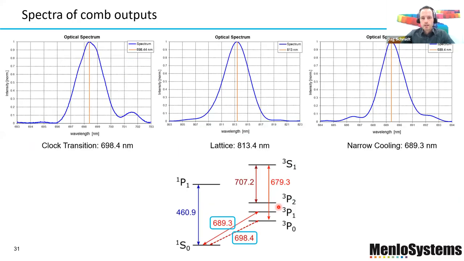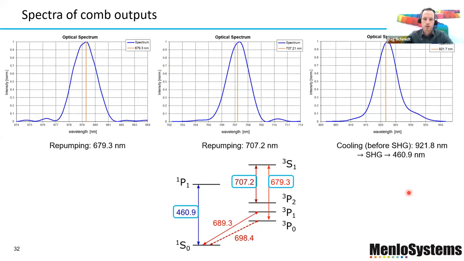And on the other side, these were the CW lasers. These are now the spectra of the comb outputs. So this is the spectrum you lock your CW laser to. And you can see we can nicely shape the spectra. We optimize them here for the clock transition, for lattice and the narrow cooling transition to provide you the most possible power per comb mode. And this is also true for the repumping lasers and for the blue MOT laser.